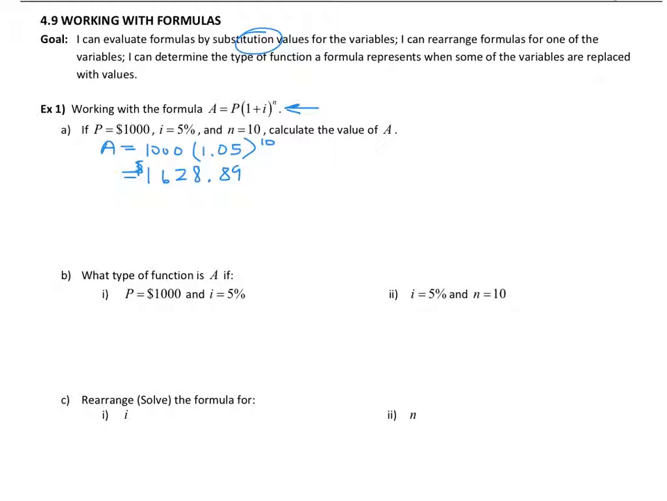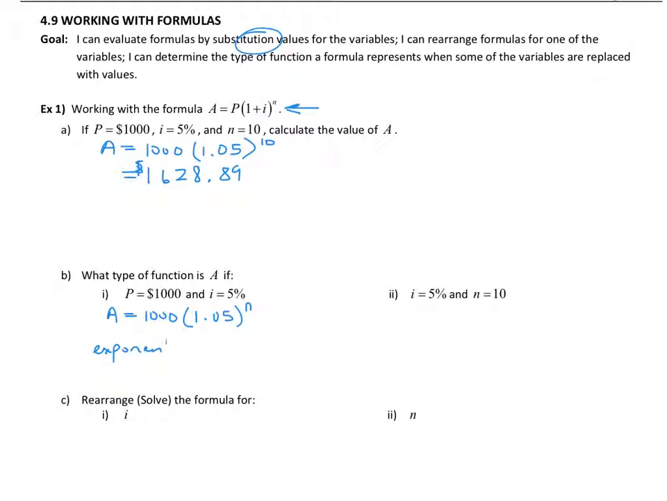All right, part B is where we get into a little bit more interesting type of question. What type of function is A if P equals 1,000 and I equals 5%? So if we just sub those things in, we're not going to be able to evaluate because we're still going to have an unknown here. So we're going to have our 1.05 with an exponent of n. Now, because the independent variable is an exponent, that makes it an exponential function.